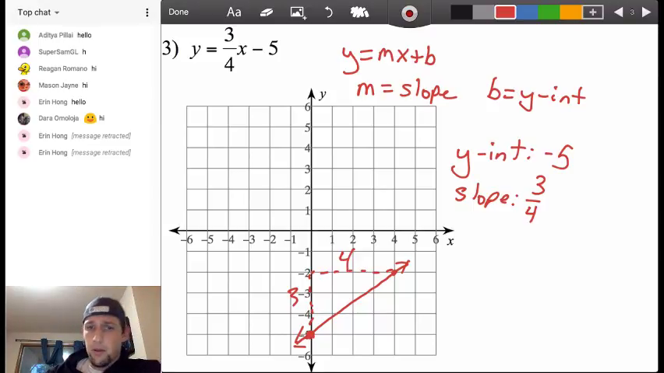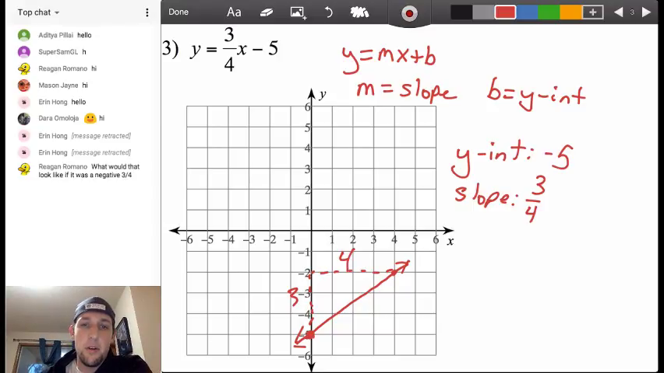So hope that totally makes sense. If it was negative 3/4, I would have just made sure I went the other direction. I still would have gone up 3, but then I would have had to go left 4. Again, one of the things that would be super helpful is anytime you're doing a problem where slope is involved, double check what your slope looks like in the end. Make sure it looks positive or looks negative, or just go back and look.